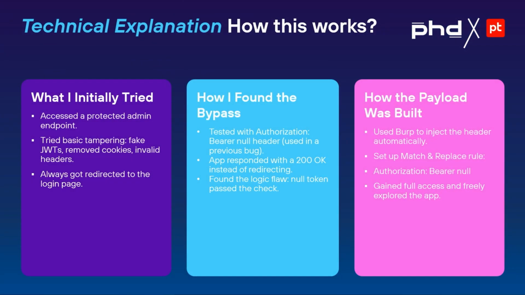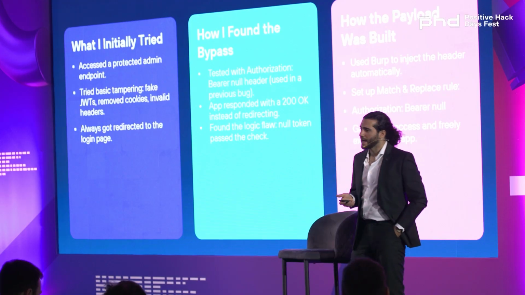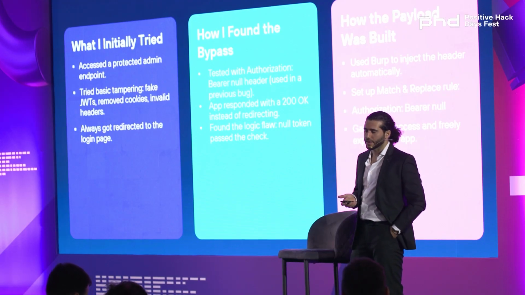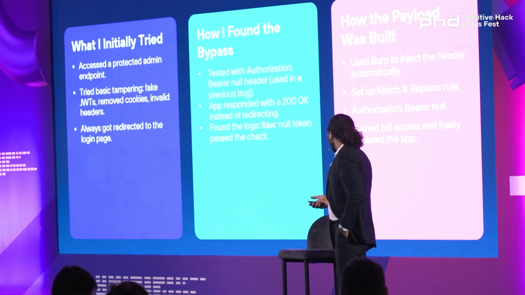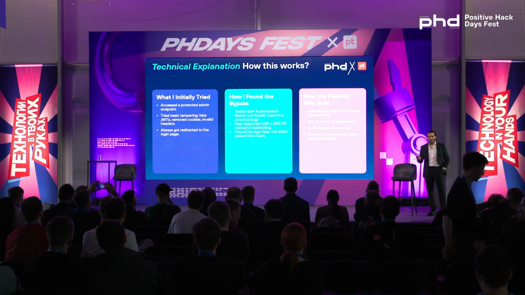So why did this actually happen, and what did I initially try? What I initially tried was accessing a protected admin endpoint, and obviously the server would say no, you can't access that specific endpoint because you don't have any valid login authorization token. And so I always got redirected to the login page. From there you can try a few different login bypasses, which might be some SQL injection login bypasses or some other kind of bypasses.